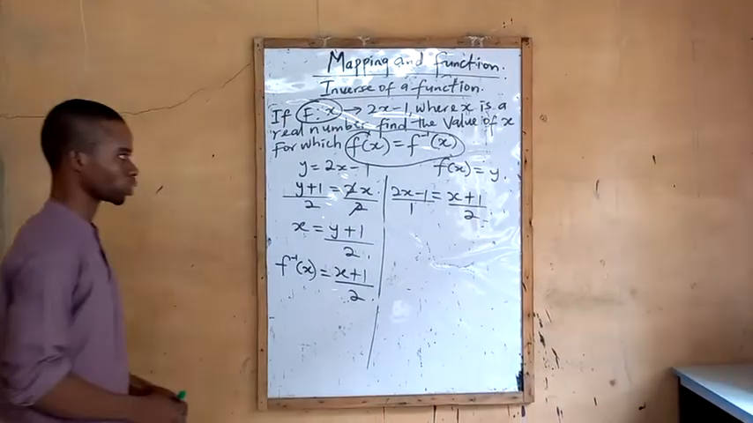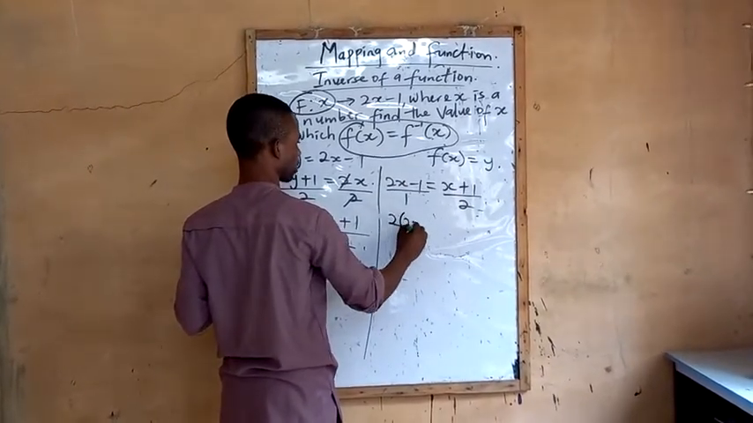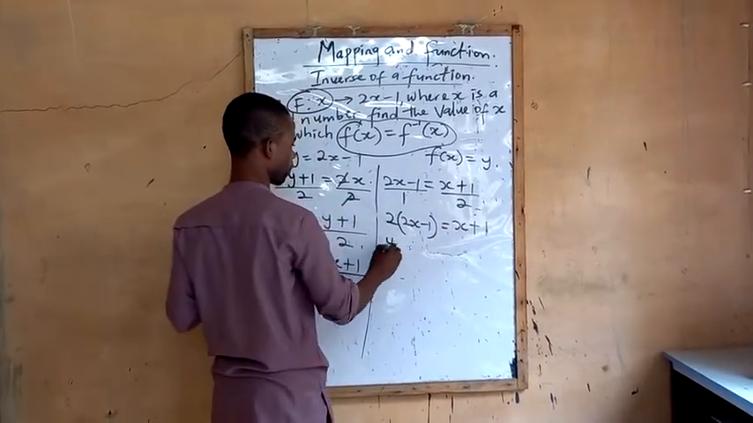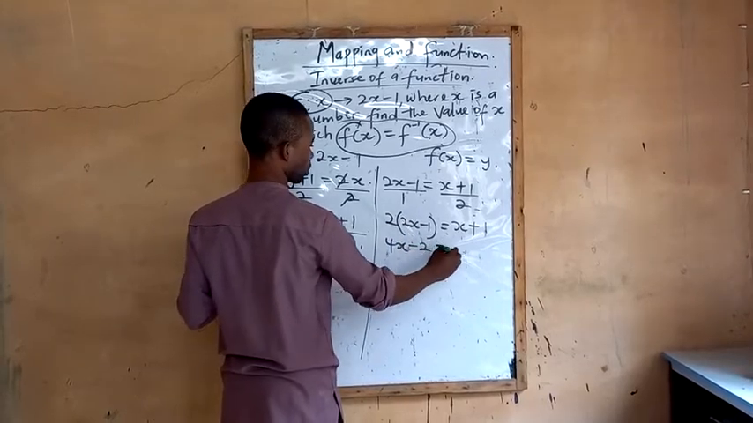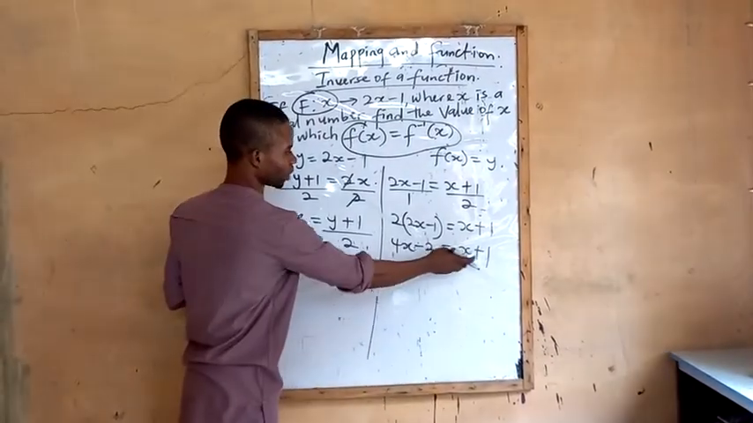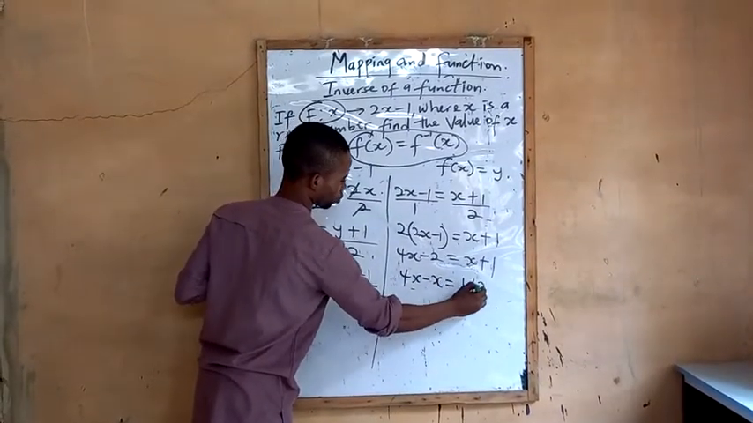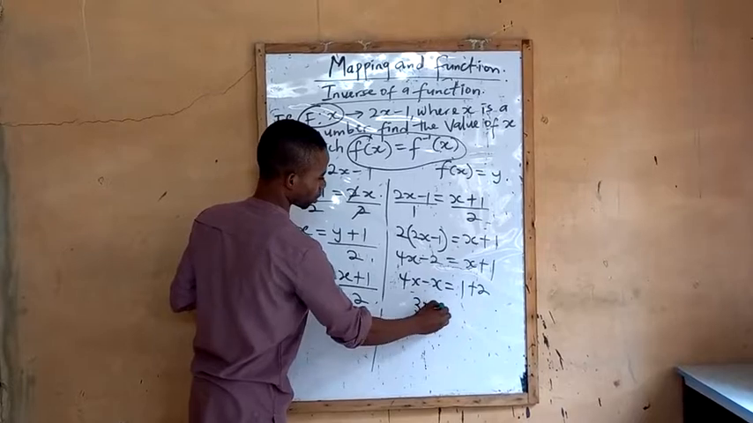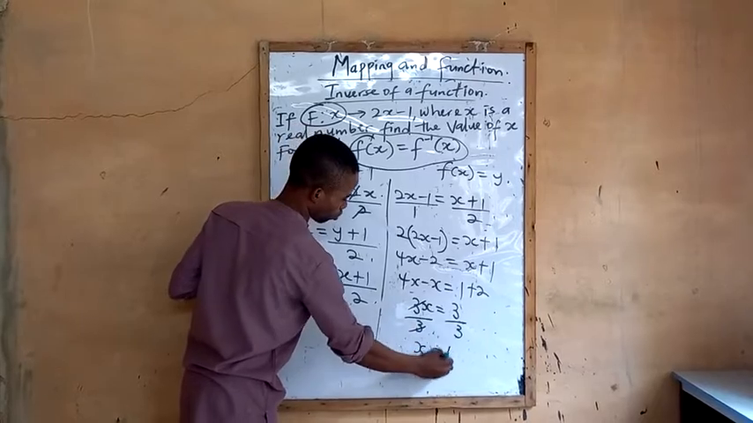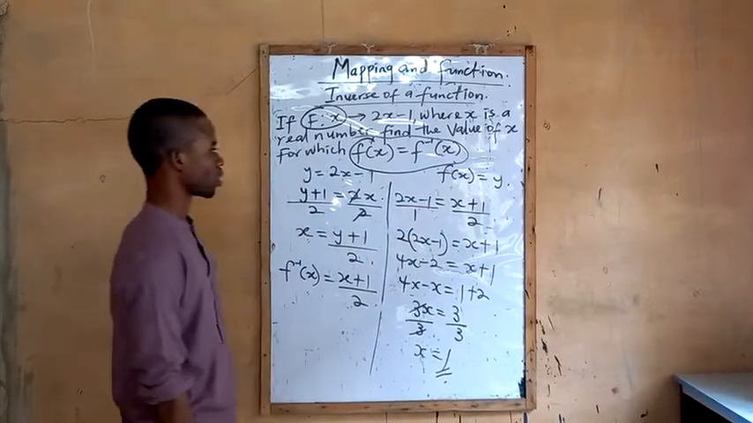What do we do? We can now cross multiply. 2 multiplied by all this here, 2 bracket 2x minus 1, because 1 times everything here is x plus 1. 2 times 2x is 4x minus 2 equals x plus 1. So now collect like terms. Bringing this x in, 4x minus x equals 1. Bring this minus 2 over, plus 2. 4x minus x is 3x equals 3. All over 3, all over 3. Our x equals 1. Find the value of x. So our x equals 1.